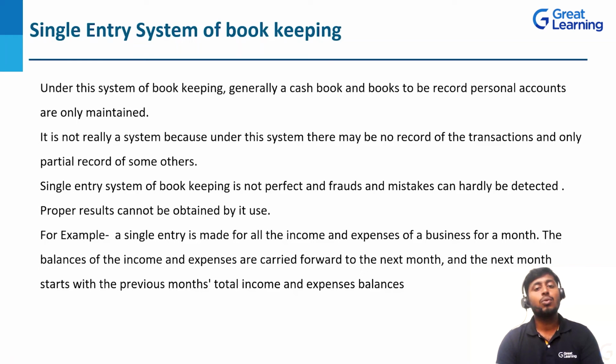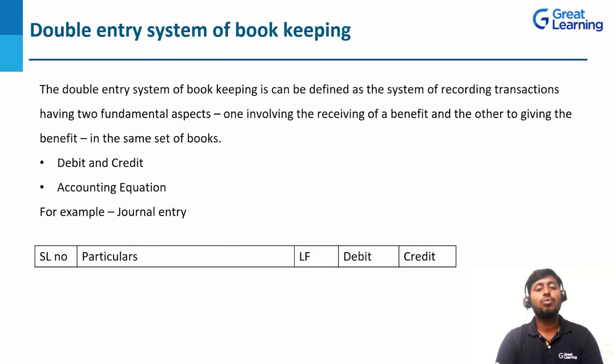So next we'll see what we mean by the double entry system of bookkeeping. The double entry system of bookkeeping can be defined as the system of recording transactions having two fundamental aspects. One is involved in the receiving of the benefit and the other in giving the benefit in the same books. That is, in the debit side, whatever the expenses are, we are going to record, and in the credit side, we are going to record whatever the losses are in the ledger account.